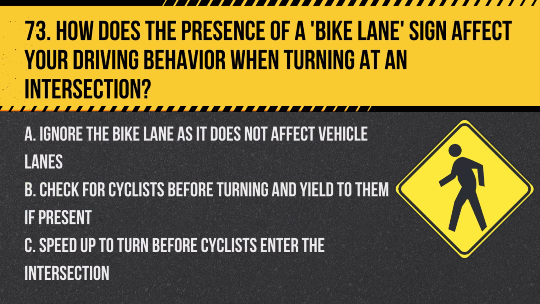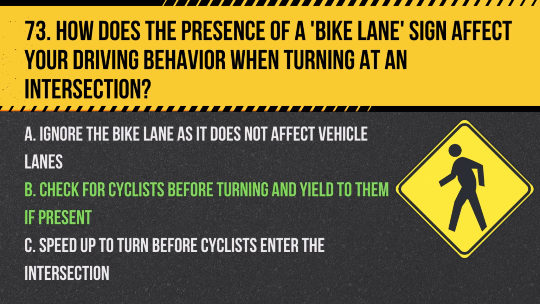Question 73. How does the presence of a bike lane sign affect your driving behavior when turning at an intersection? A. Ignore the bike lane, as it does not affect vehicle lanes. B. Check for cyclists before turning and yield to them if present. C. Speed up to turn before cyclists enter the intersection.